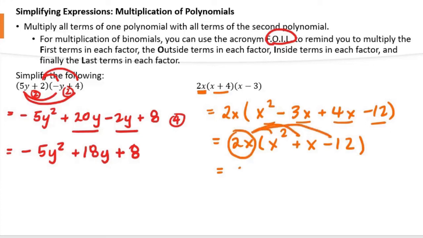So 2x times x squared is 2x cubed. 2x times x is 2x squared. And 2x times negative 12 is negative 24x. If you know how to factor, you know how to go right back to the beginning. So I'm going to remind you that we do want to simplify. When it says simplify, we want to stop here. We want a series of terms at the end. If you're tempted to factor, hold on to that thought until we get to the factoring module.